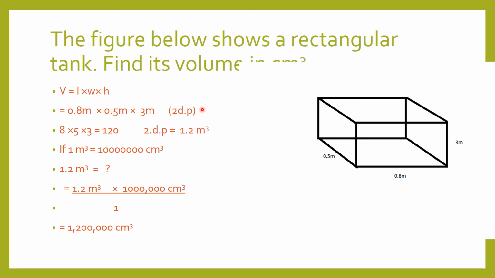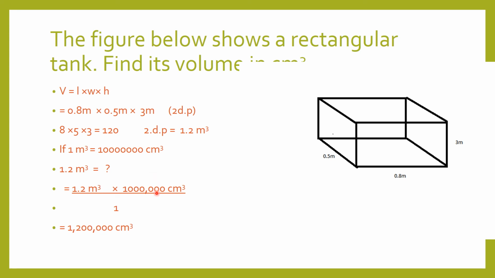Because the question was asking me to find the volume in centimeters cube, we now need to convert this one into centimeters cube. Very easy. If 1 meters cube is equal to 1 million centimeters cube, what about 1.2 meters cube? Make sure they're on the same side, then you cross multiply. So 1.2 meters cube times 1 million centimeters cube over 1. Also, just know that the one decimal place you are having here will cancel with 1 zero here.